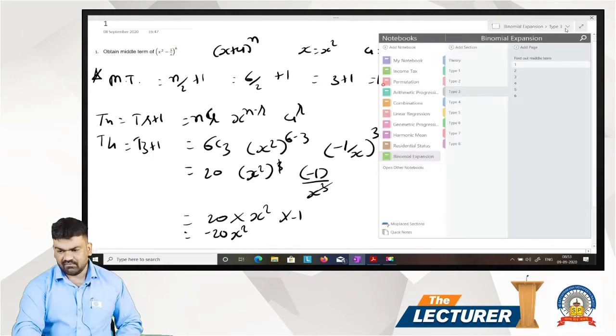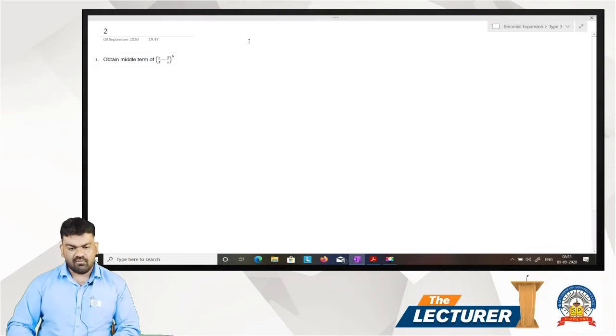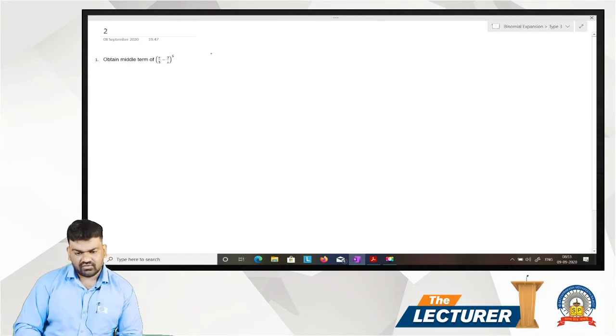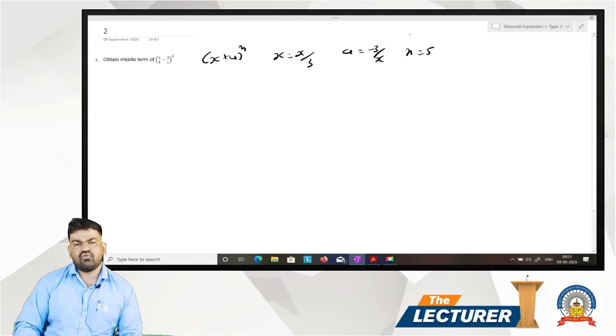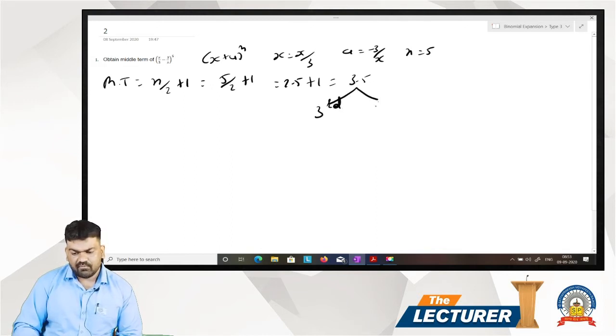Now next example number 2. Find out obtain middle term. So x plus a raised to n, x is equal to x by 3, a is equal to minus 3 by x, n is equal to 5. Middle term n by 2 plus 1, 5 by 2 plus 1, 2.5 plus 1, 3.5. So we have to find out third and fourth term, that is T3 and T4.